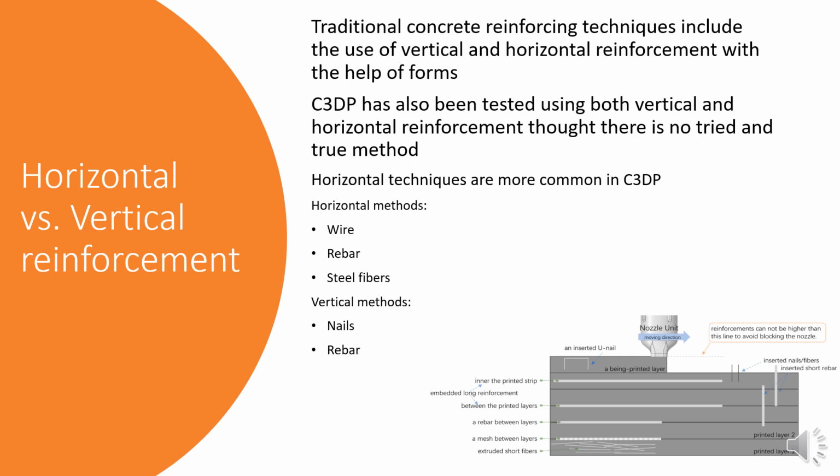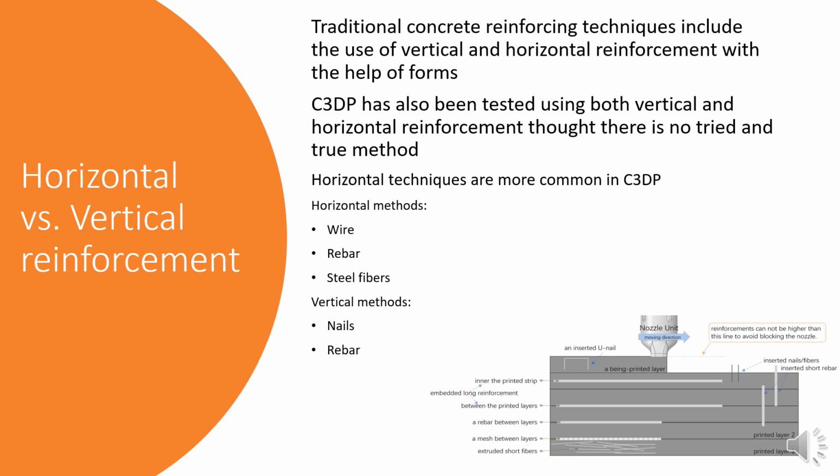Traditionally, large-scale concrete structures include the use of vertical and horizontal reinforcement for the most effective results. Though without the use of forms, this has been particularly challenging in C3DP. Both vertical and horizontal reinforcement techniques have been tested, though there is no tried and true method. Horizontal reinforcement techniques are the most common between the two since they have less interference with the printing mechanism. Horizontal methods include inserting rebar or mesh either between the printed layers or within the printed strip. Also, a common method is the use of steel fibers within the printed strip.